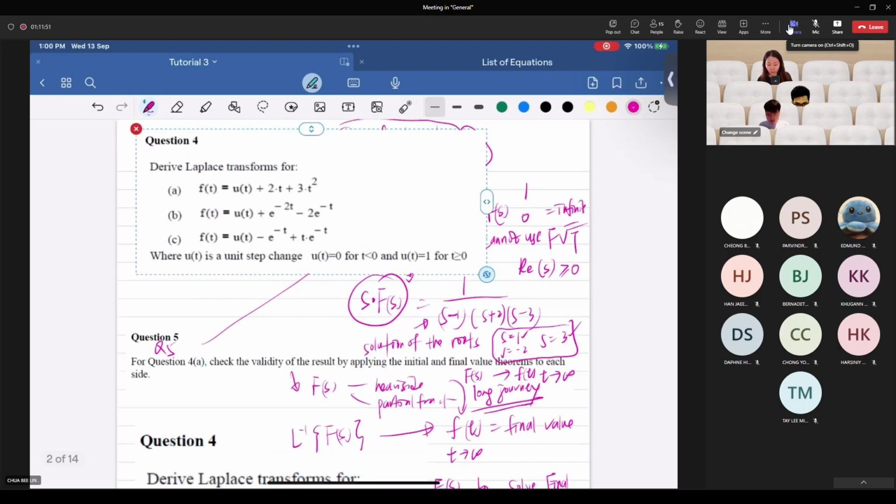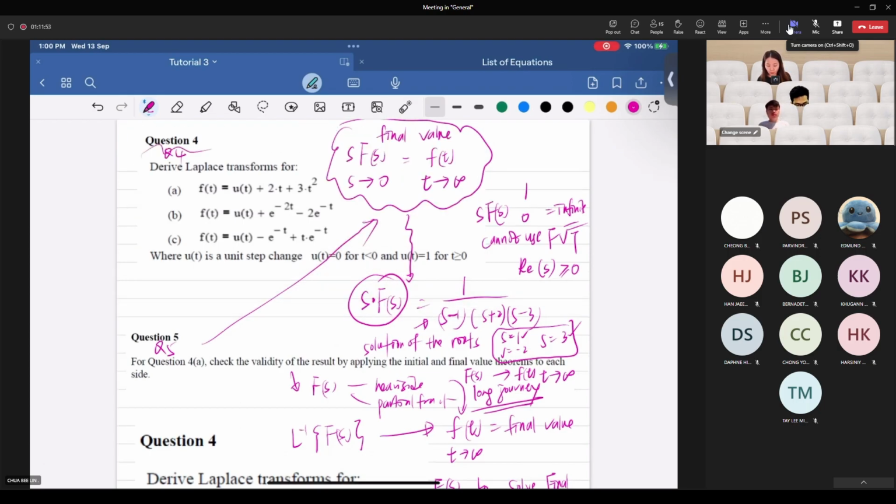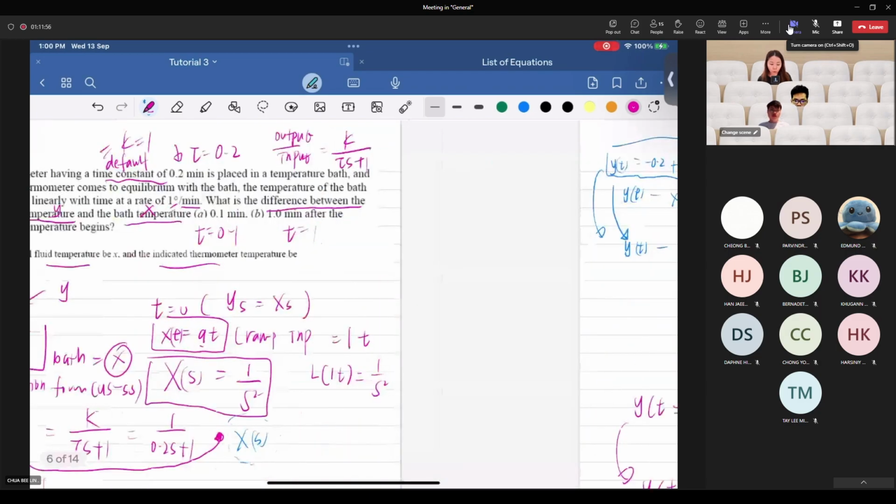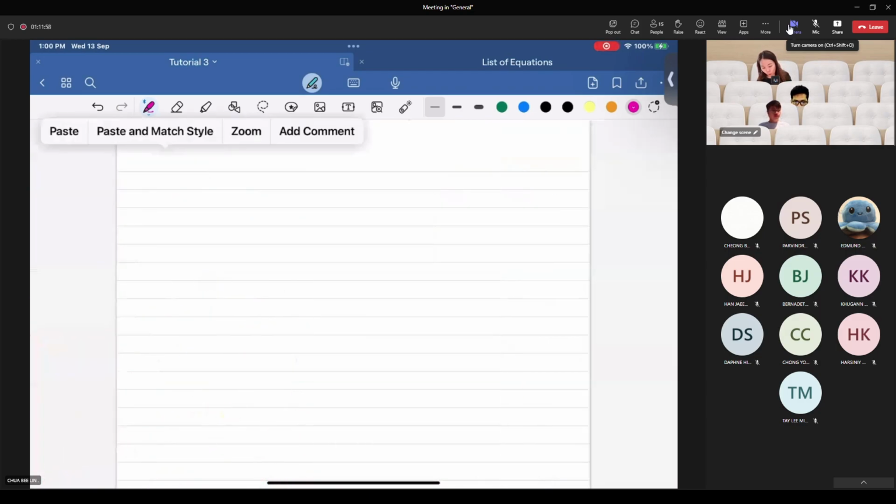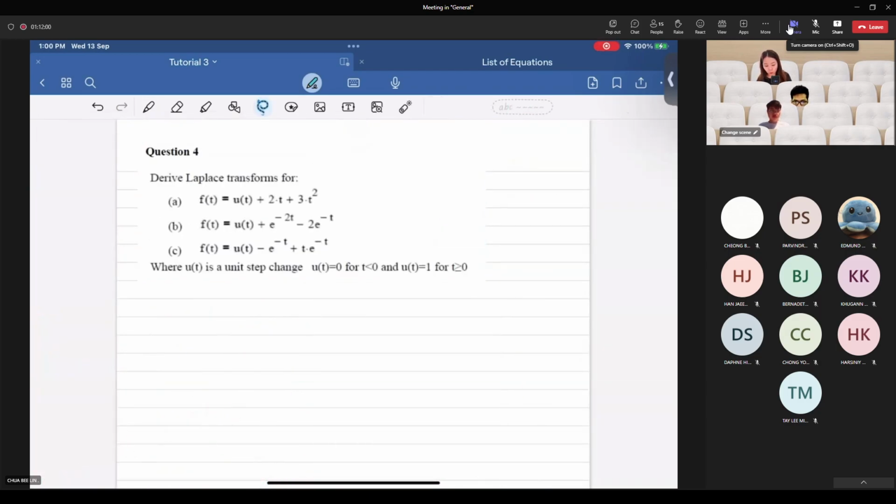So we will cover questions 4 and 5 first. Then we move to the long solution for the last question, which is the heavy side. So we finish this one. This is the revision. We do some revision for your Laplace transform. So we will solve part A, as a revision only.